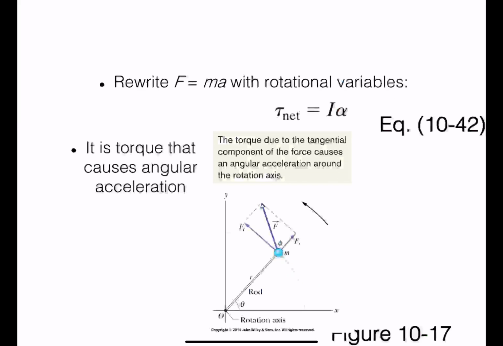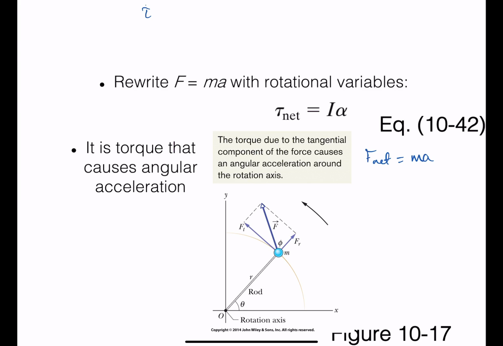So we can also write the net torque equals I times alpha. F net was mass times acceleration. The net torque is I times alpha. Let's see how we get this.